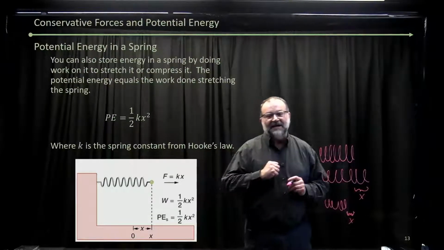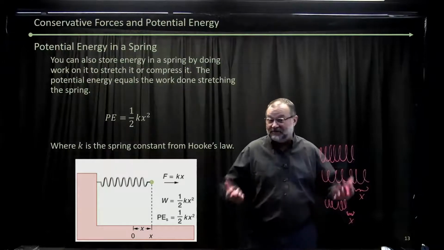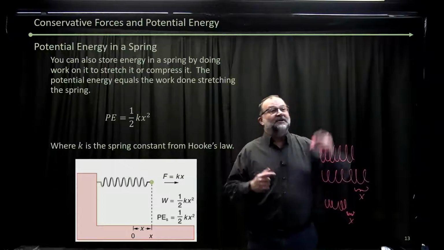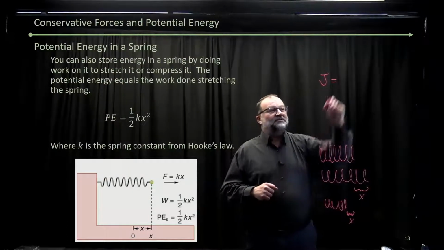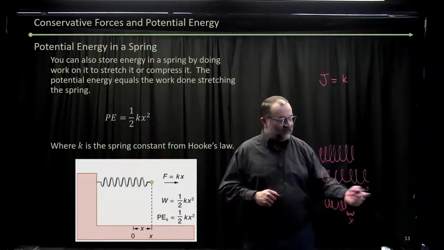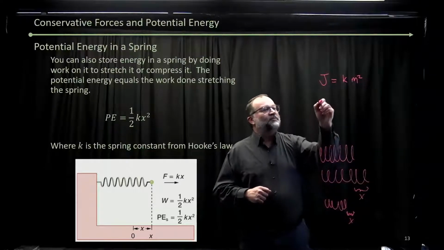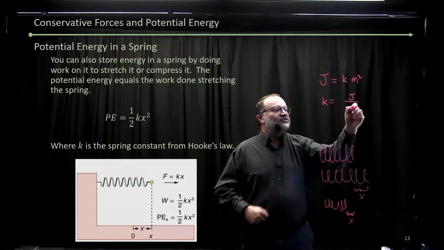Now, what is k, the spring constant? That's a property of the spring that has to be measured or given to you in some way. So what are the units? Well, on one side we have joules. On the other side, we have the spring constant k, and we have this distance x, and that's going to be meters squared. So the units in our unit analysis are joules per meter squared.